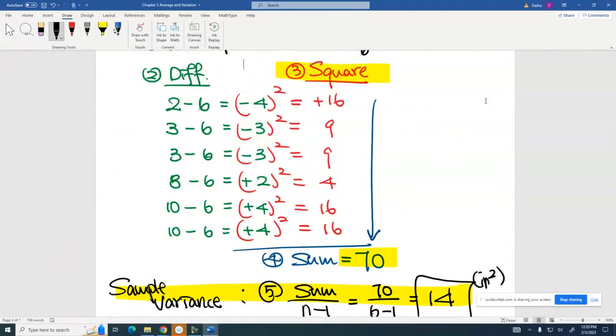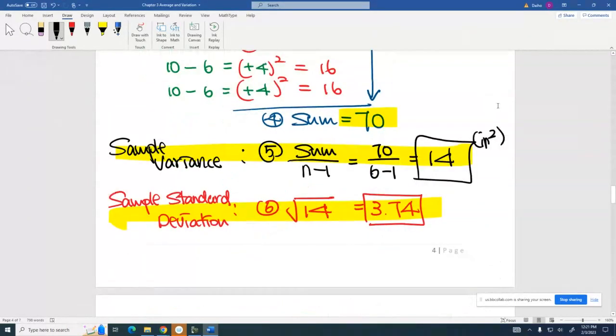Let me see. Inches, feet, yard. Therefore, the length. What are square inches, square feet for? Area. Unit is changed. When I take a square root, what do you expect? What will be the unit for the standard deviation? Inches back.